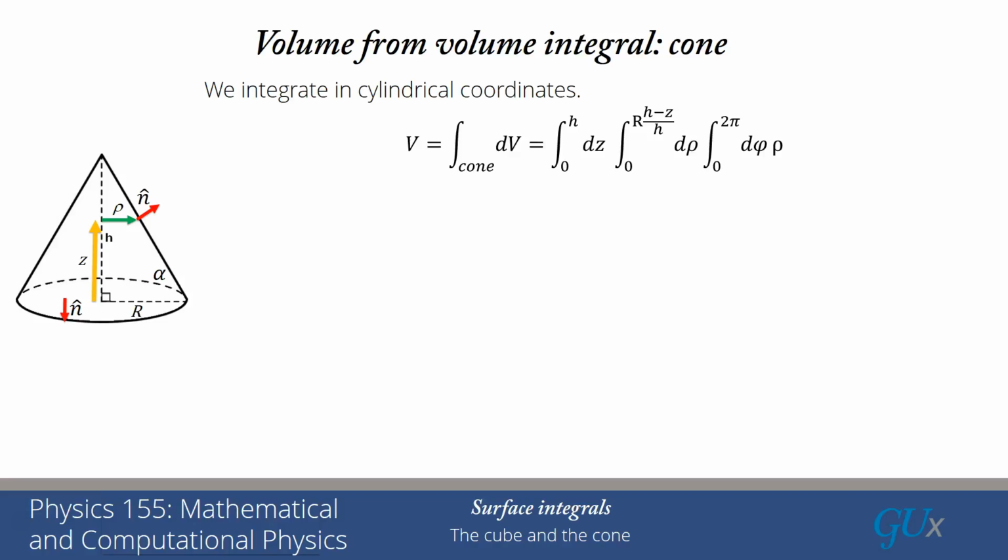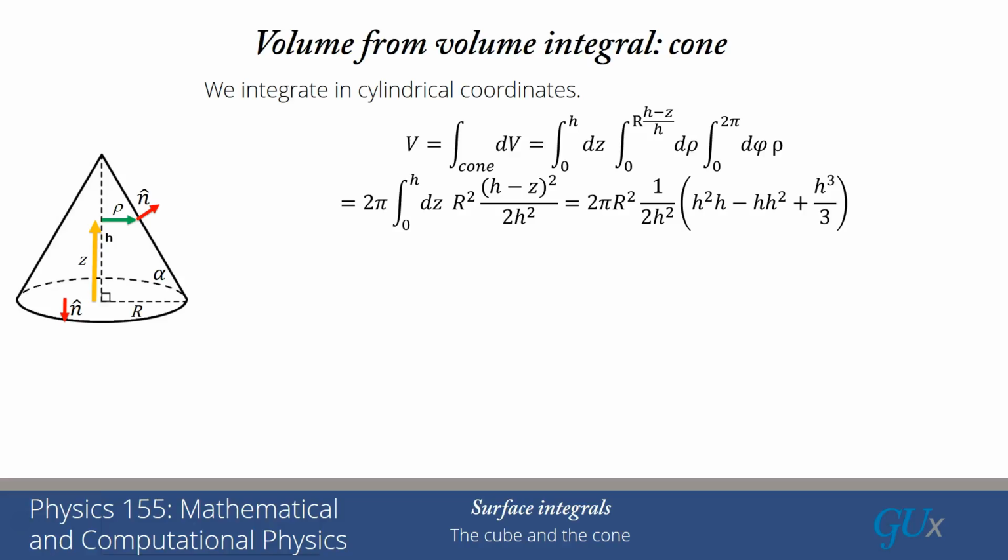Okay, the integral over phi is easy to do. That gives me a 2 pi. The integral over rho is easy to do. That gives me rho squared over 2. But rho is equal to R (h minus z) over h, so I get a big R squared, a quantity (h minus z) squared over 2h squared. I can pull out the factor of R squared. I can pull out the factor of 1 over 2h squared. And now I have to do the integral from 0 to h dz of (h minus z) quantity squared.